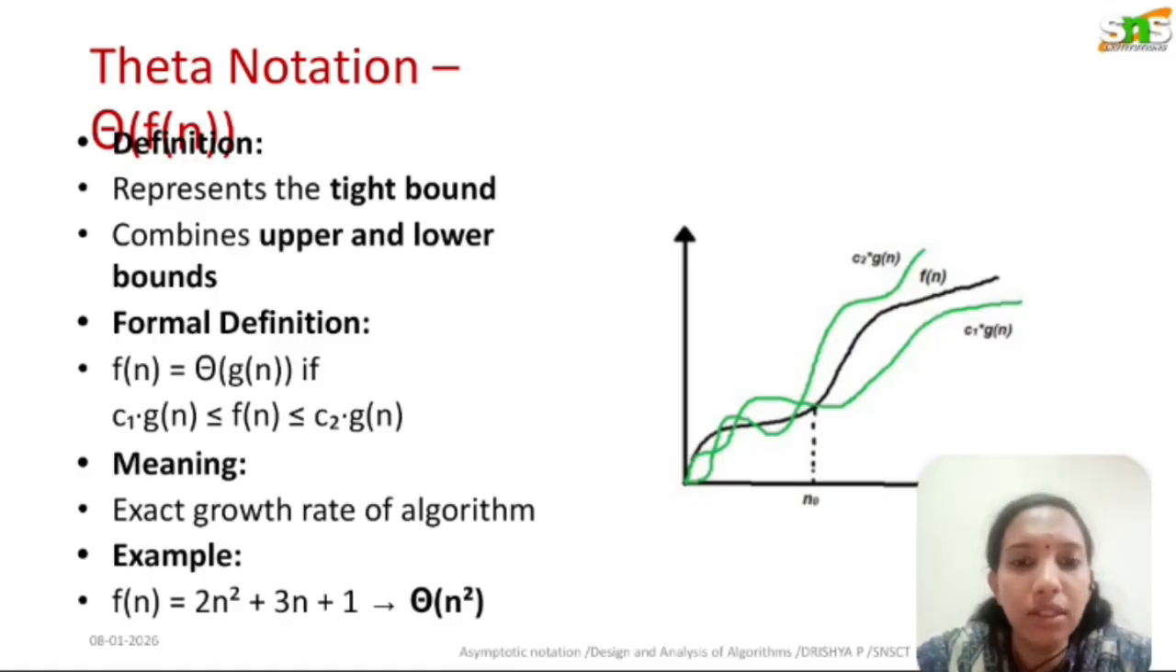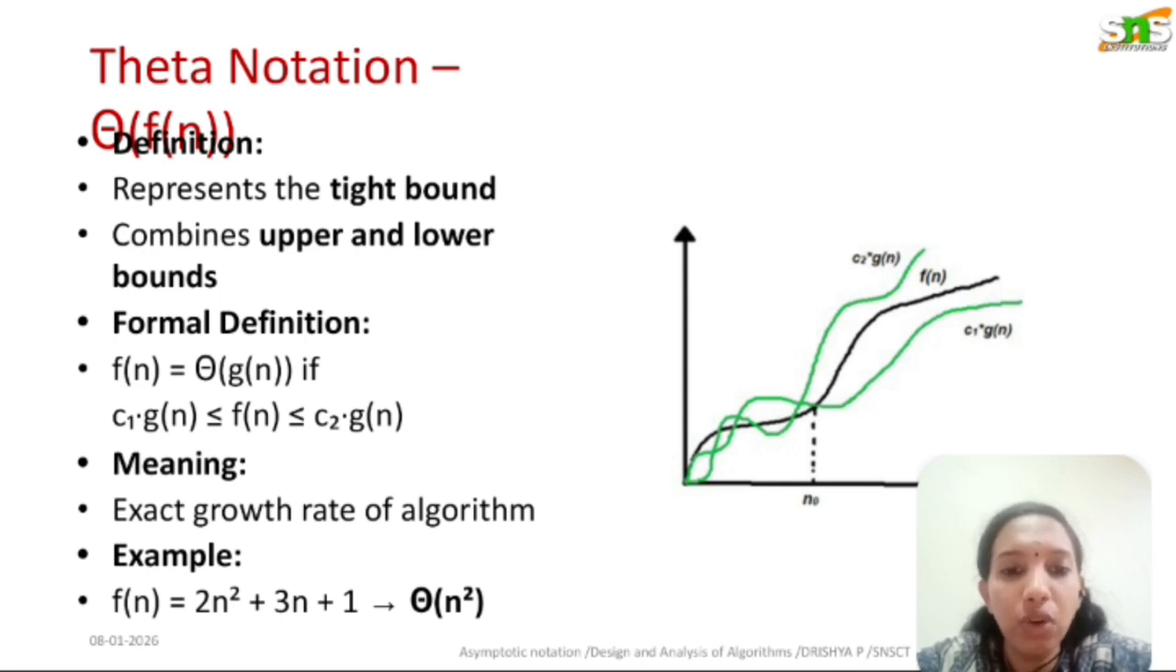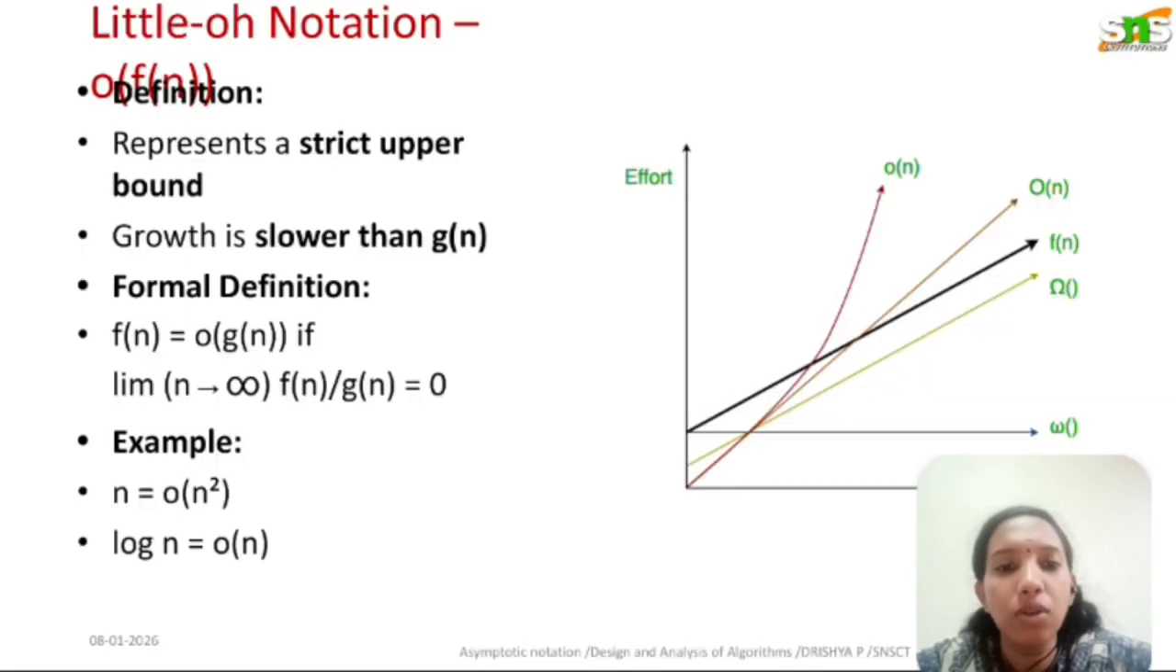The next is the theta notation. It represents the tight bound, combining upper and lower bounds. Formal definition: f of n equal to theta of g of n if c1 of g of n is less than or equal to f of n, less than or equal to c2 of g of n. The meaning is the exact growth rate of the algorithm. The example is given, theta of n square. This is the graph representing the upper bound c2 of g of n and the lower bound c1 of g of n. Our function is in the middle, so it is a tight bound combining upper and lower bounds.